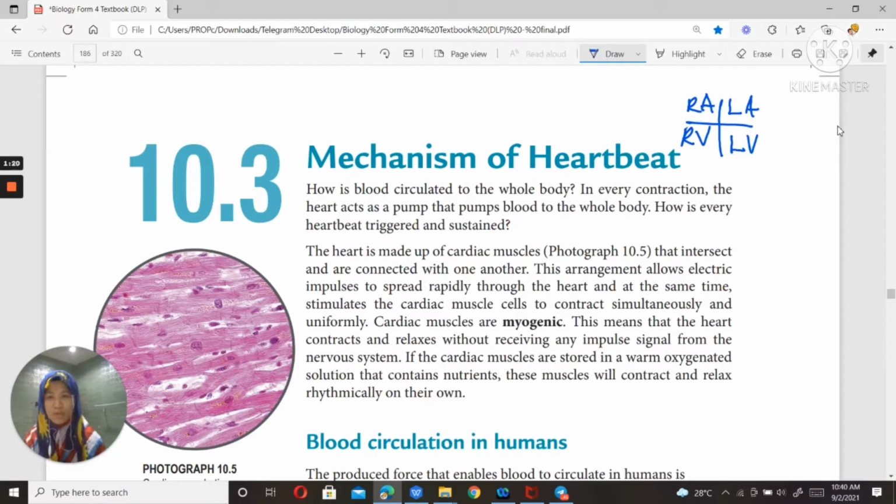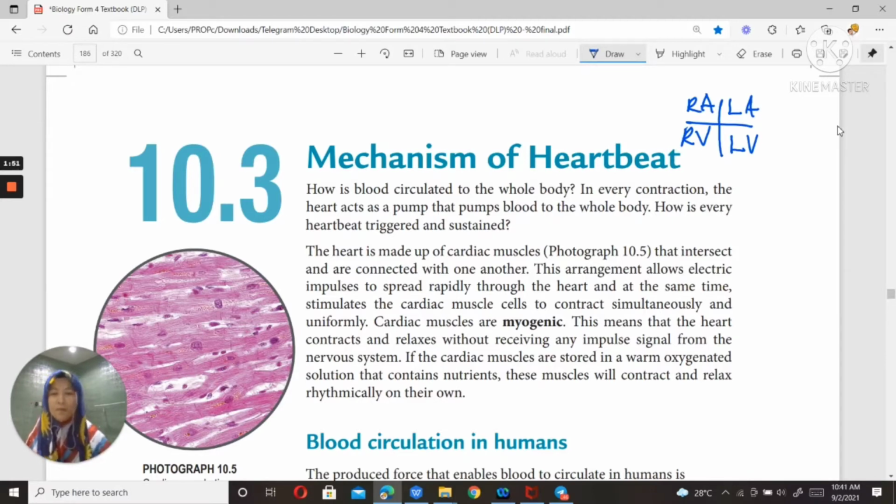So when we relate with pump, apa yang awak faham dengan pump? Dia akan keluarkan something kan? So when we refer to the heart function, the heart will pump or push the blood out to the whole body. So kita kena kaitkan jantung ni dia akan mengepam darah ataupun akan menolak darah keluar daripada jantung ke seluruh badan.